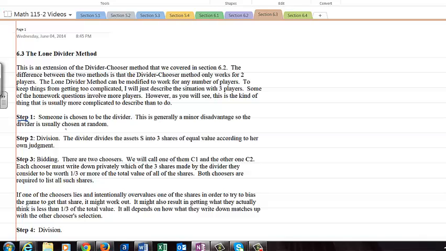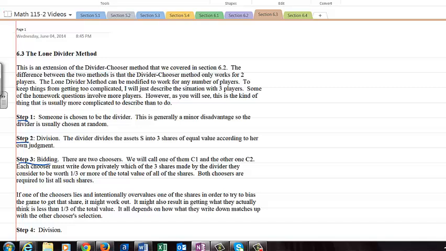Step 1. Someone is chosen to be the divider. Since this is generally a minor disadvantage, the divider is usually chosen at random. Step 2. Division. The divider divides the assets S into 3 shares of equal value according to her own judgment.